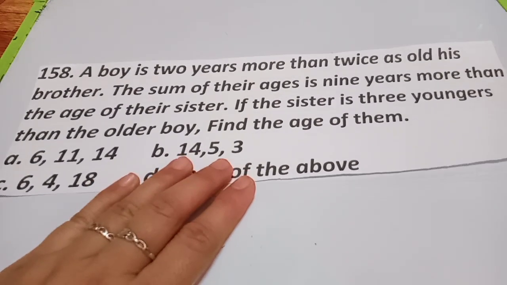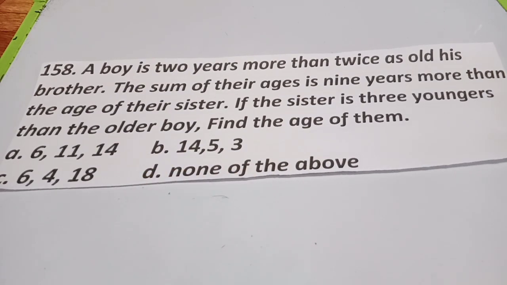158. A boy is 2 years more than twice as old as his brother. The sum of their ages is 9 years more than the age of their sister. If the sister is 3 years younger than the older brother, find the age of them.